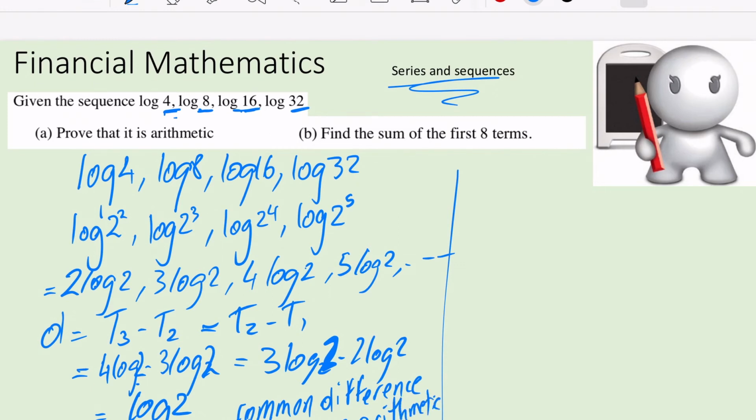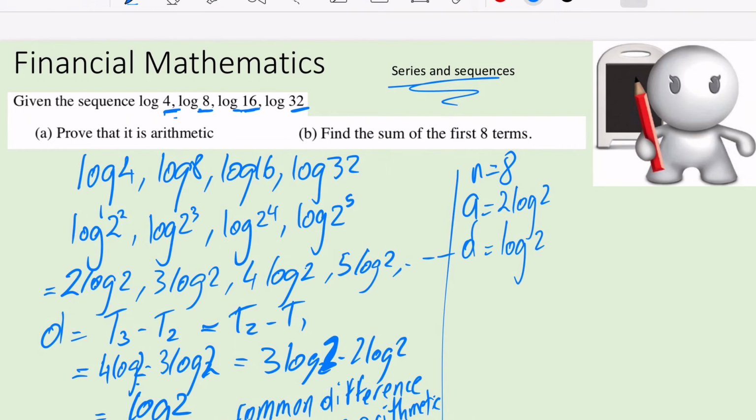Okay, now find the sum of the first 8 terms. Well, I've been given n is equal to 8. I know that my first term is 2 log of 2, and my common difference is just the log of 2.